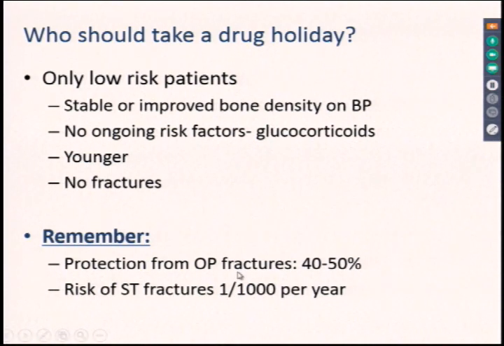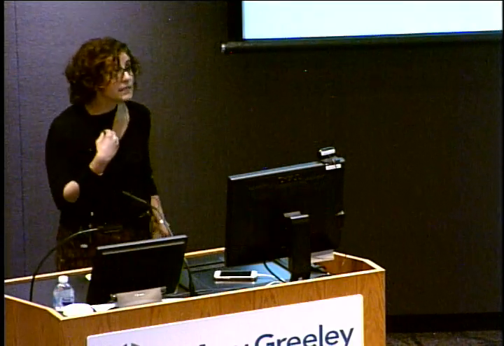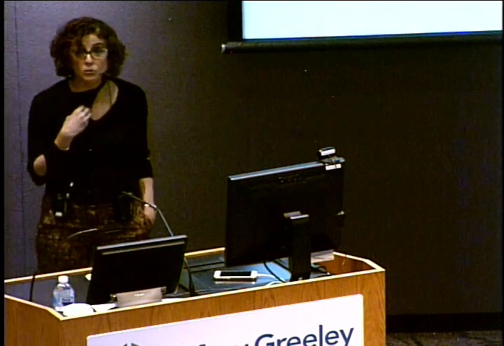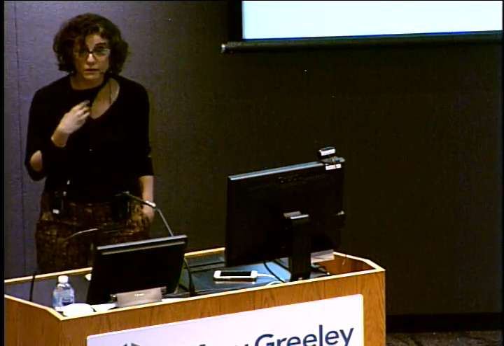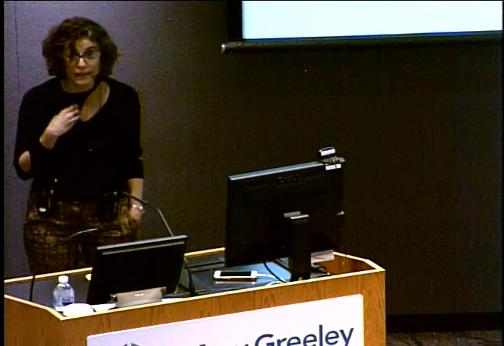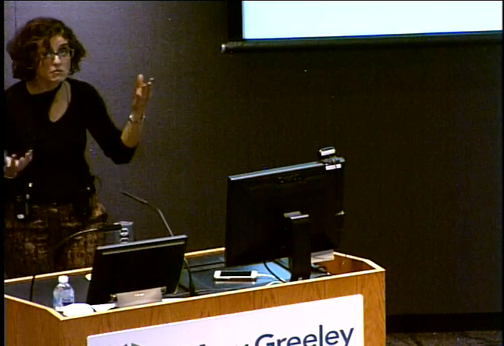A couple of things to remember. Protection from osteoporotic fractures with a bisphosphonate is about 40 to 50%. The risk of a subtrochanteric fracture is 1 in 1,000 per year. So if I'm an older woman and my risk of an osteoporotic fracture, say, is 20%, then what I'm getting out of a bisphosphonate is an absolute risk reduction of 10%, right? 10 in 100, 1 in 10. What I'm getting out of it in terms of risk is a risk of subtrochanteric fracture of 1 in 1,000. So clearly the bisphosphonate wins in terms of benefit.